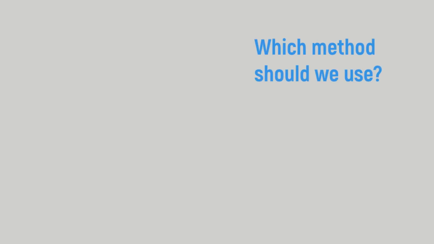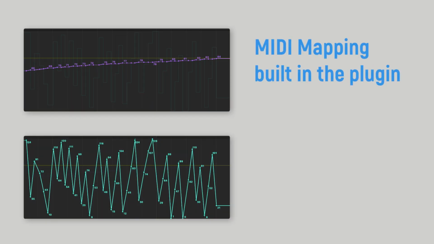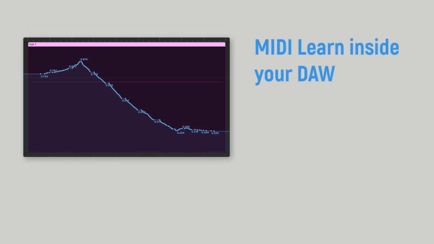So which MIDI mapping method should you use? It depends. Using the MIDI mapping from within your plugin means that the messages are recorded inside the MIDI region. But further editing is really difficult because the data is divided into two separate curves for each CC number. However, using the MIDI Learn function inside your DAW, the data is only one curve and it's in the automation lane for the parameter. It's easier to edit. Choose the option that is better for you.